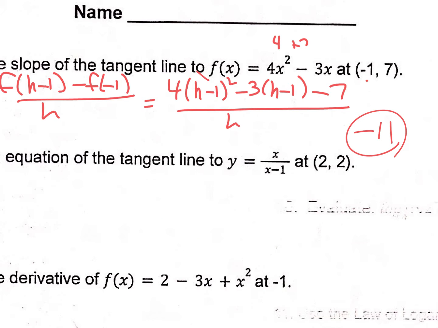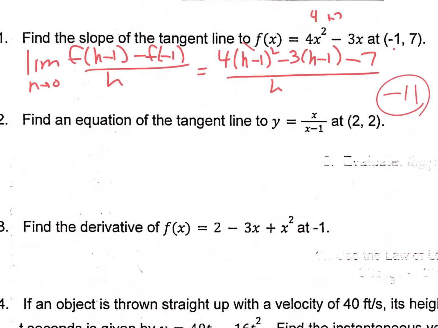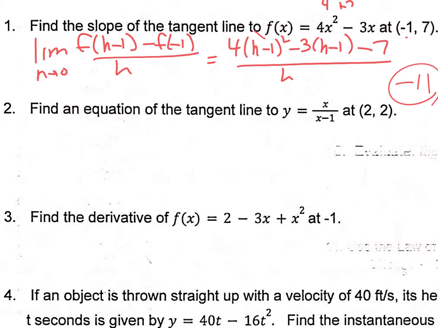Let's go through here. Number 2, let's find the equation of the tangent line to that one. Now, the only difference here, I got to do one more step. Still got to find the slope first. I'm still going to do the same thing I did on number 1, finding the slope, but then I actually got to find the equation of the line this time. So I'm going to plug in the h plus 2.